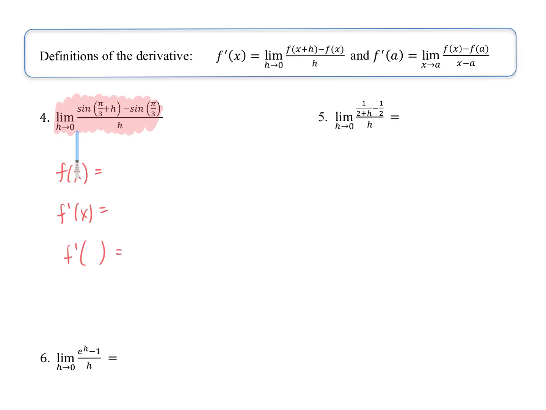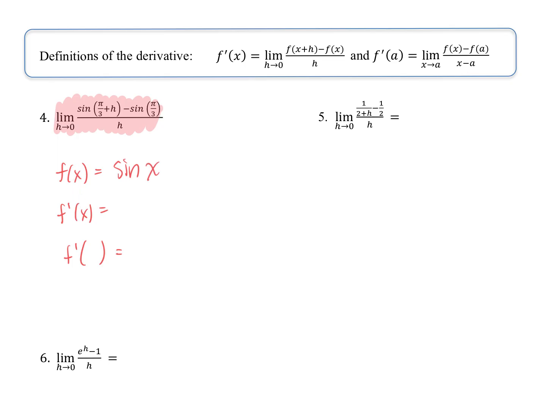F of x. Not f of h, not f of pi over 3, f of x. What would be my function? Close, close, close. Say this again. What were you going to say, Kate? I was gonna say the same. Okay, it is sine, but of x over 3.